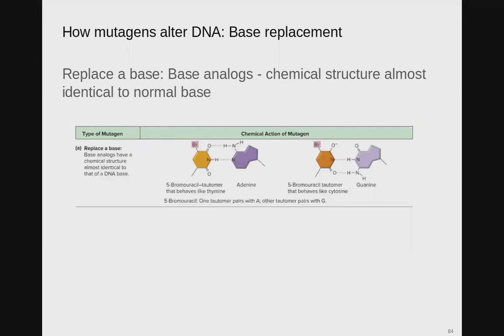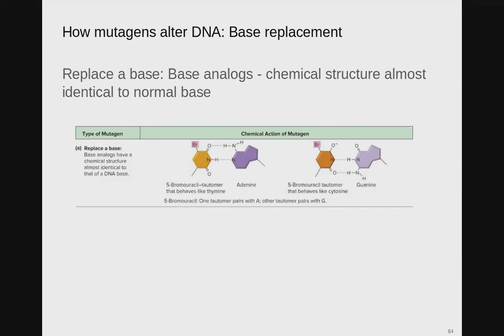Now, when we think about how mutations work, there are a number of different ways to think about it, but we can have what we call replace a base, which I think is a cool way of saying it. We basically have base analogs, or chemicals that are almost identical to the normal base. In this case, we have adenine, and adenine's replace a base is 5-bromouracil, a tautomer that essentially behaves like adenine. And there's also a 5-bromouracil tautomer that behaves like cytosine.